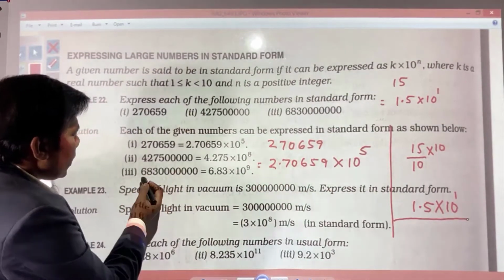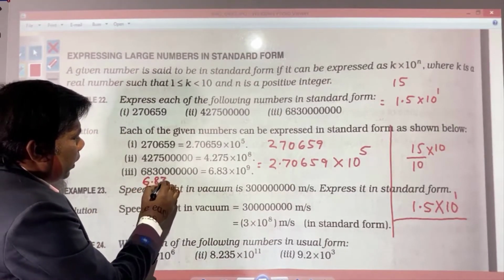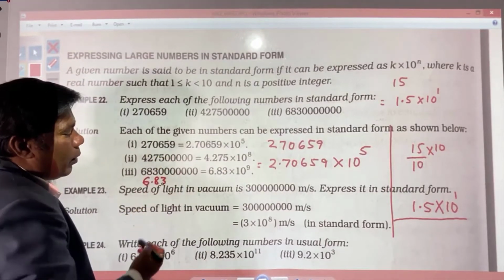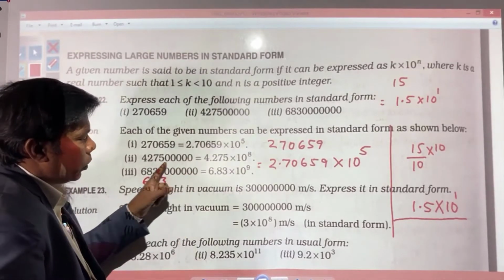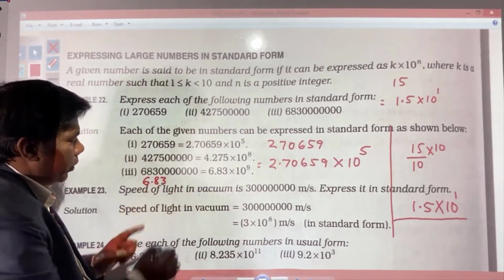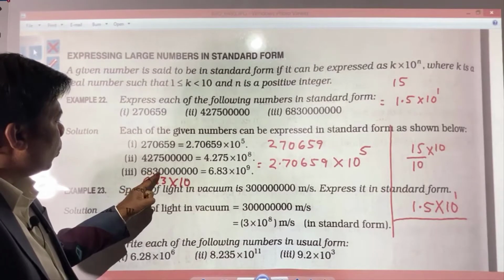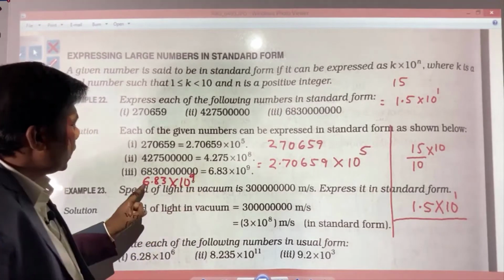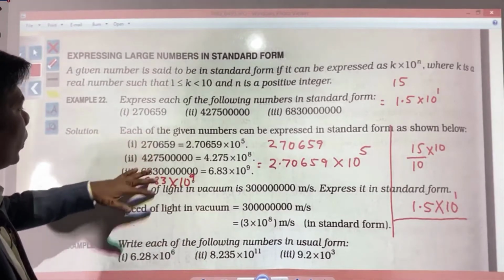Here you see, 6.83. How many zeros are there? 1, 2, 3, 4, 5, 6, 7. So it is not required to be written. If after some digits you have all zeros, then these zeros are not required to be written. So 6.83 into 10 to the power, how many digits do you have? 1, 2, 3, 4, 5, 6, 7, 8, 9. So here you will have 9: 6.83 into 10 to the power 9. So easy it is. In this way this is required to be done.